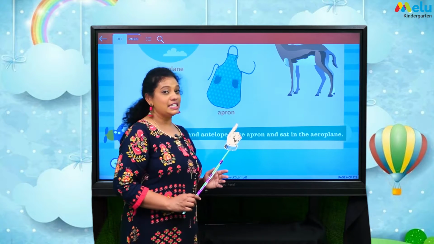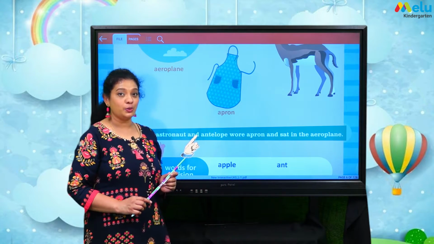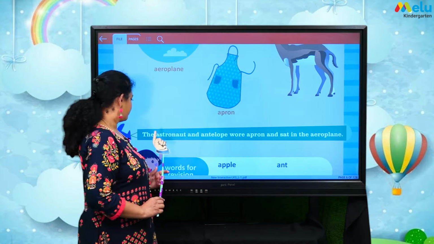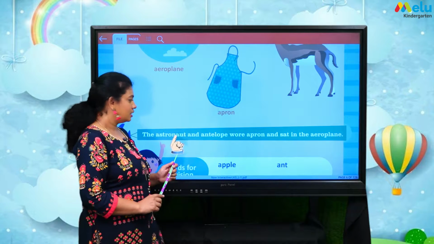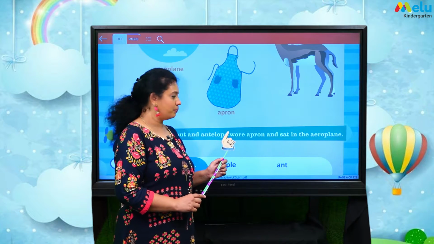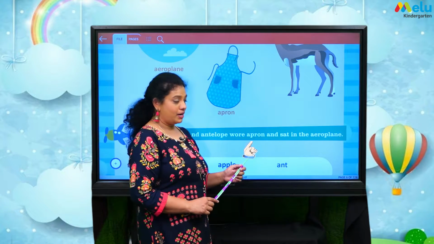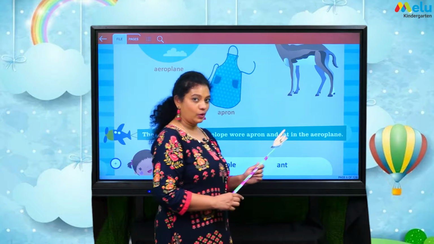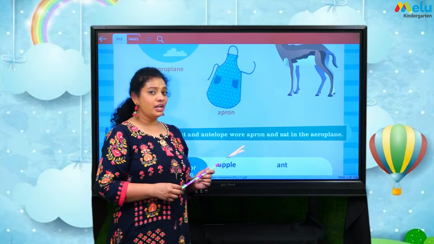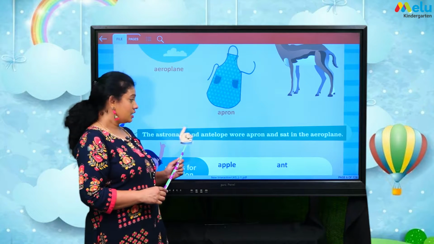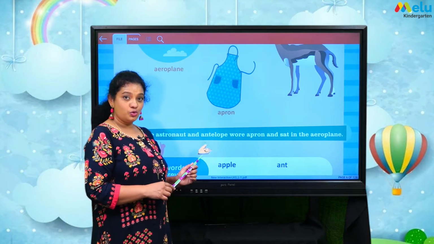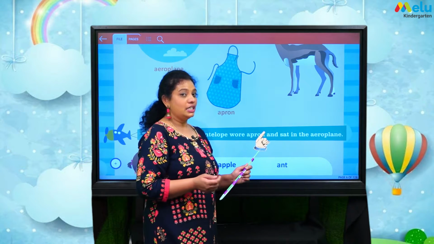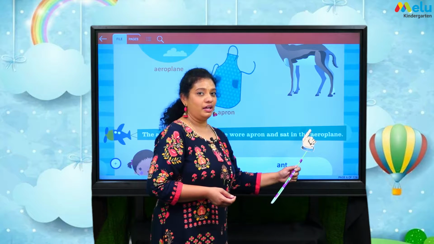So now we will see an interesting sentence using these four things. Okay children? See here. The astronaut and antelope wore apron and sat in the aeroplane. Okay? Who wore apron, children? Astronaut and antelope. These two wore apron. And where did they sit? They sat in the aeroplane.